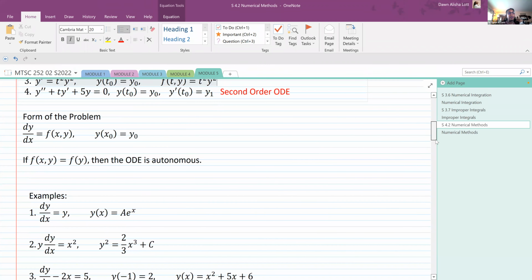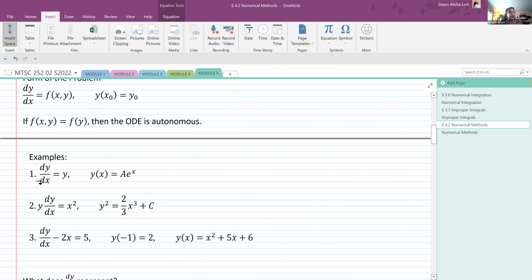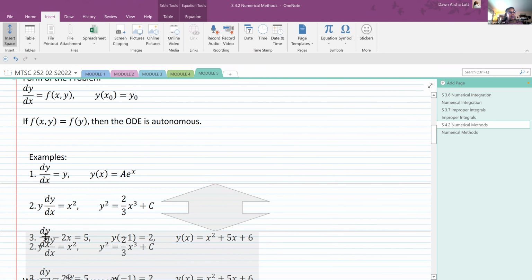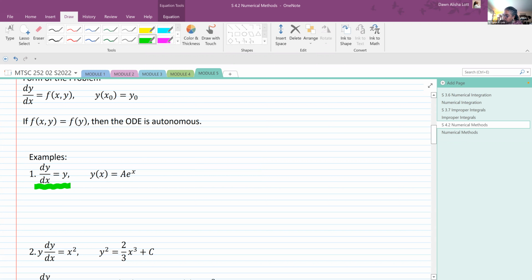All righty. So here are some examples, and I want to show you that these are the solutions of the differential equations. The first one is dy/dx is equal to y, and this I claim is the solution. So I can show you that this is the differential equation, the ODE. I claim this is the solution. Well, how can I prove it?